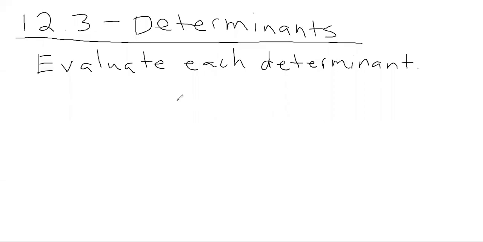Today we're going to learn about how to use determinants to help us solve systems of equations. Last time in 12.2 we were using row operations to help us solve. Today we're going to learn a different way. But before we actually try to solve some using determinants, we need to figure out what a determinant even is.